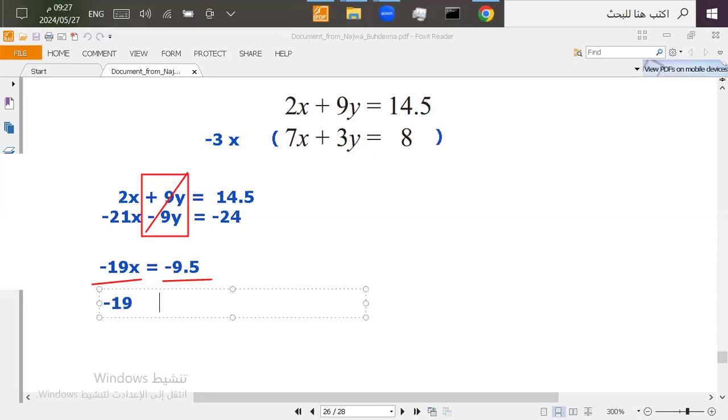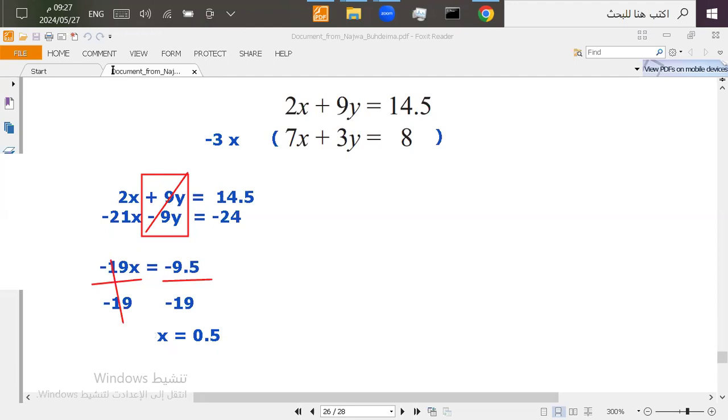So negative 19, negative 19. Okay, so I divide them by each other. Negative 19 goes with negative 19. So x equals this number, negative 9.5, divided by negative 19. And the answer is 0.5. So x equals 0.5. So I found the value of x.